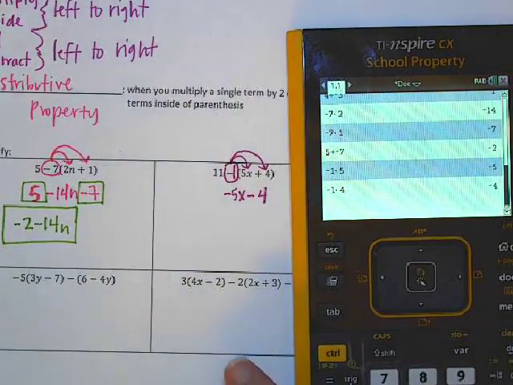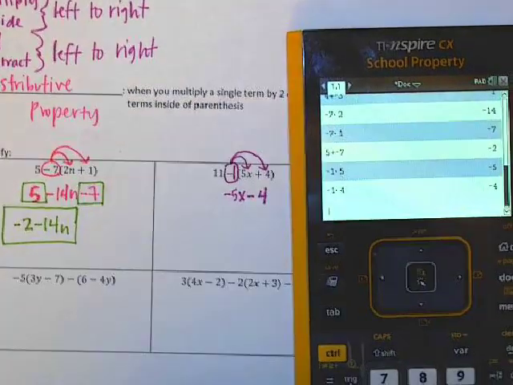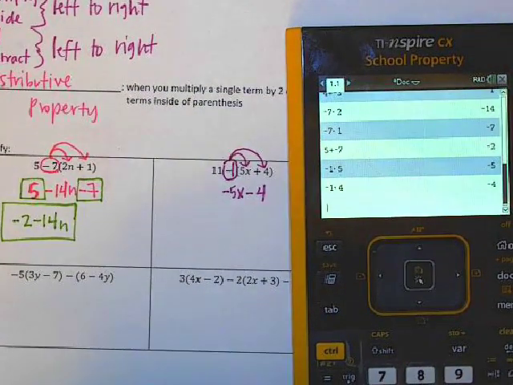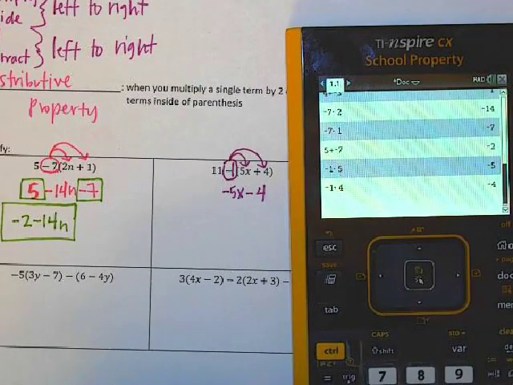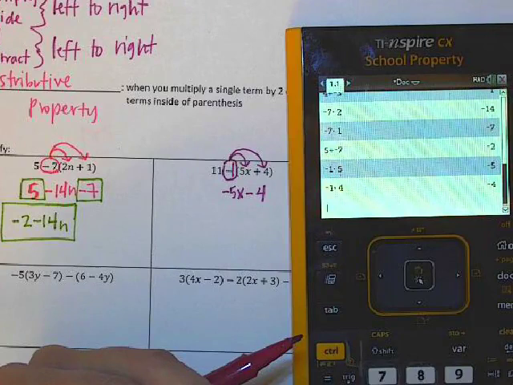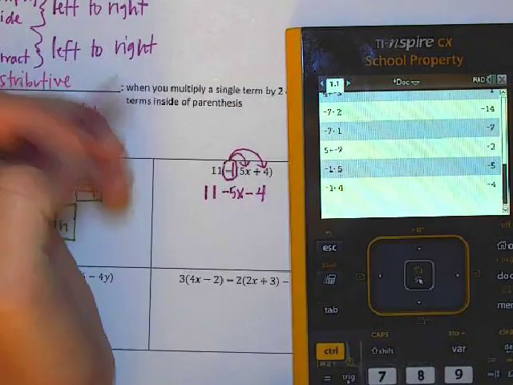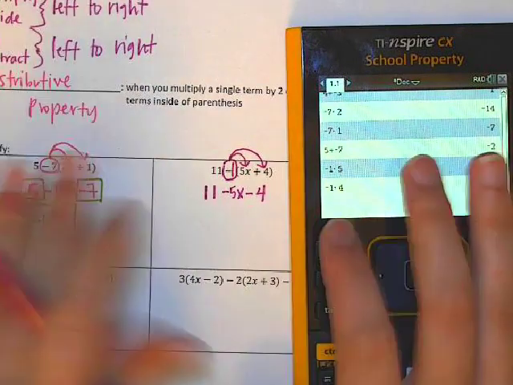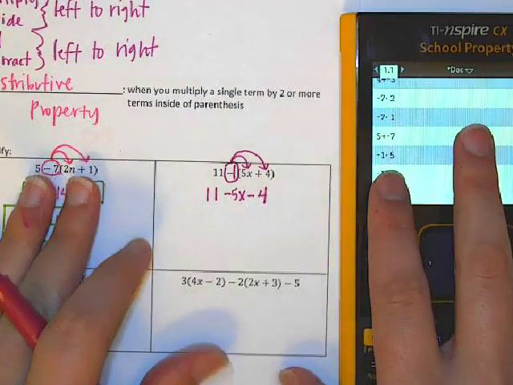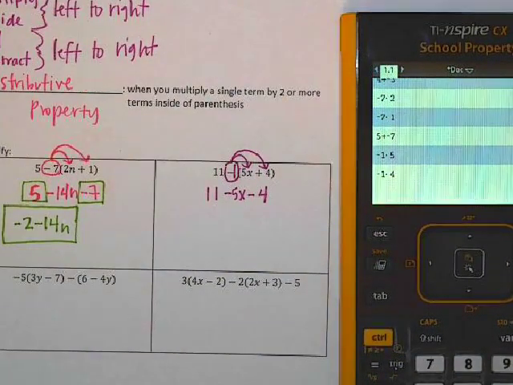Is that it? Have I used all the numbers? Yes, for multiplying. I've distributed, right? Am I finished with the problem? No. I still have this 11 out here and I have to bring it down. That's a very common mistake. People forget about that number out there. Don't forget about that number. Make sure you look over the problem before you just move on.